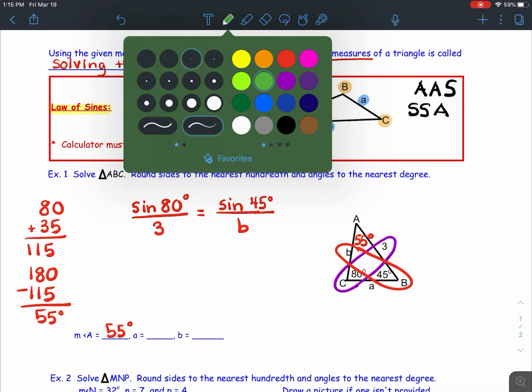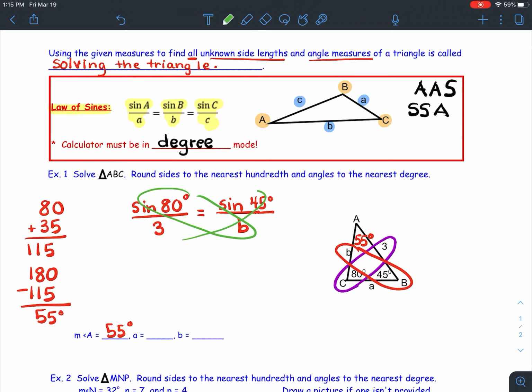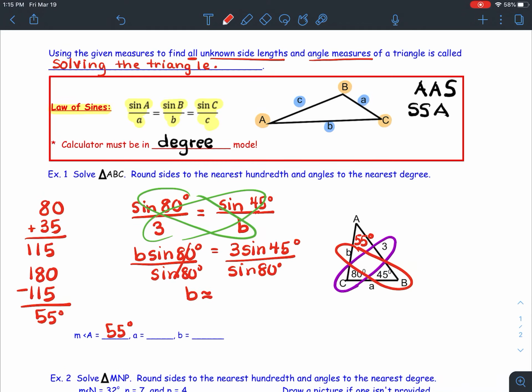Now, when I go to solve this, I'm just going to cross multiply these fractions. So I'll have B times sine of 80 equal to 3 times sine of 45, and to solve for side B, I'm going to divide both sides by sine of 80. As long as you're in degree mode, you can type that into your calculator. We will round the side lengths to 2 decimal places. So we'll go ahead and do that. I'm just going to clear up a few of the things on my picture here. I'm going to fill in 2.15 units on the blank.